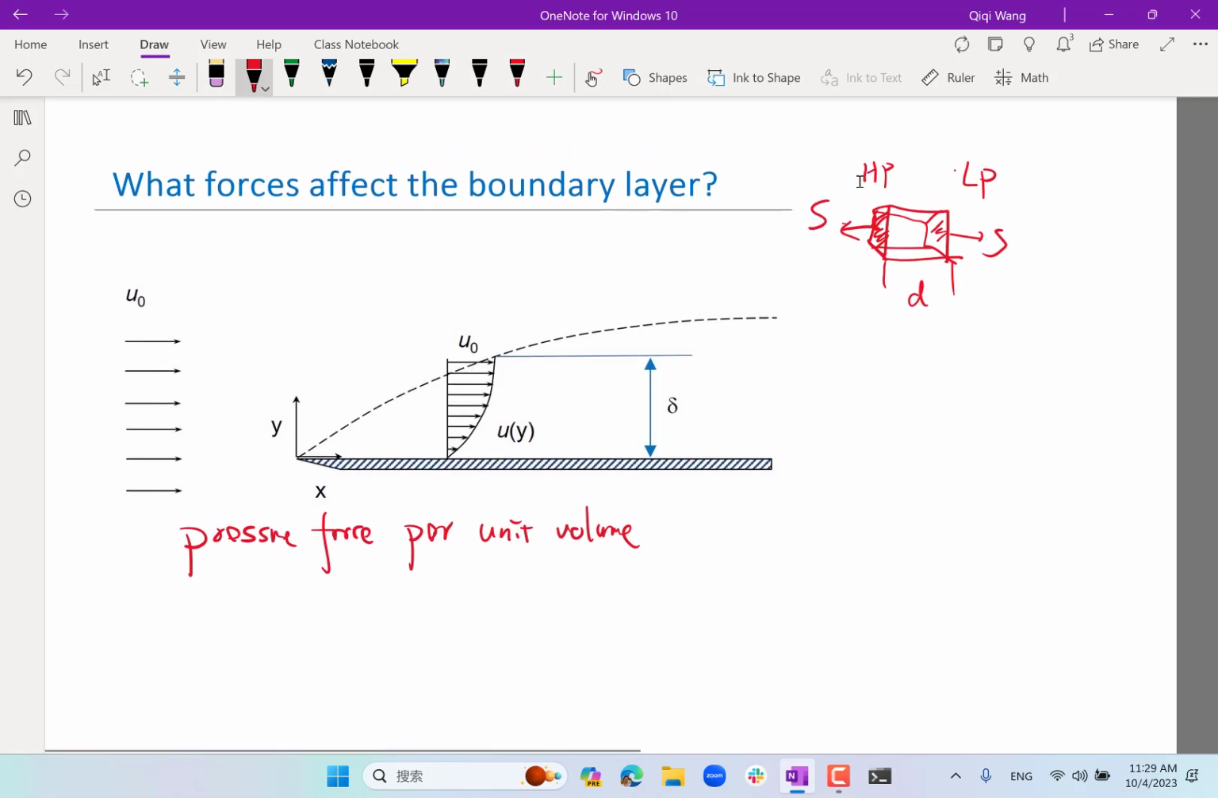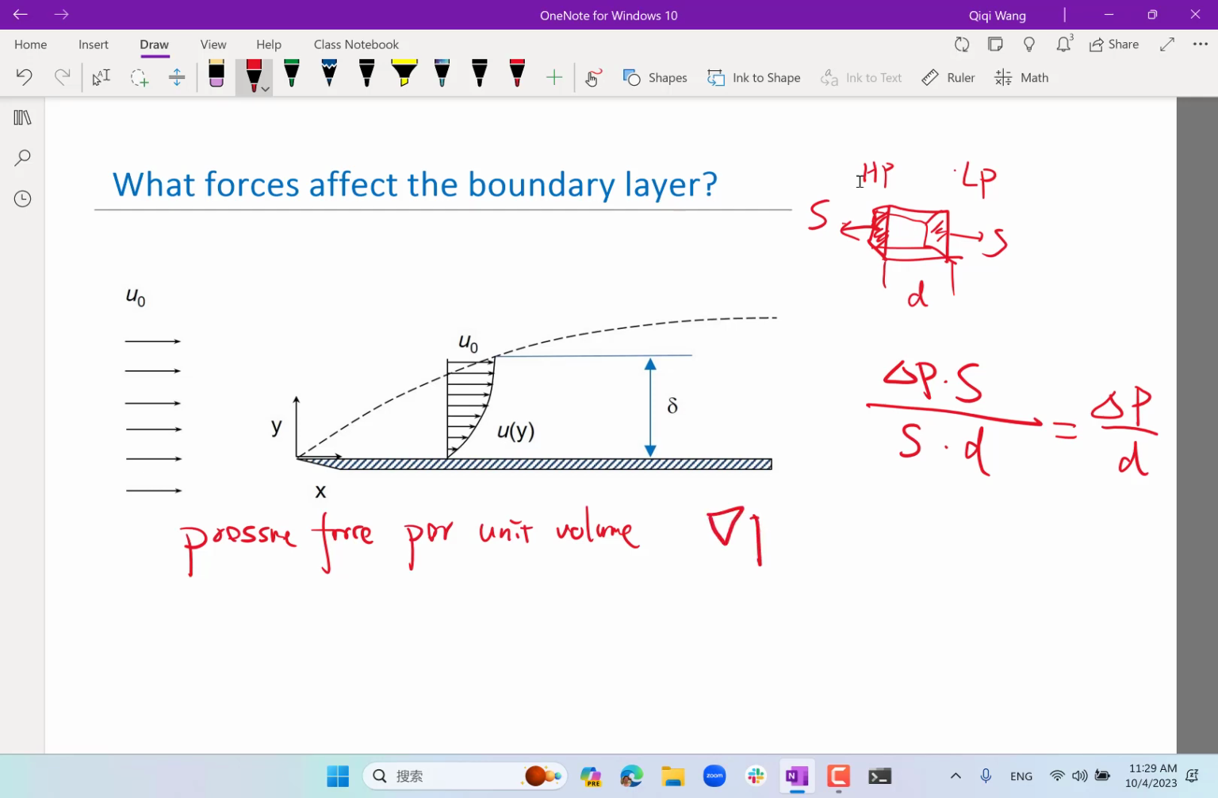The total amount of pressure force is the pressure on the high pressure side times S minus the pressure on the low pressure side times S, right? So that's delta P times S. That's the amount of pressure force. And in order to derive the pressure force per volume, I need to divide it by the volume, which is S times D. That gives me delta P over D, right? And in a small volume, that's actually the gradient of pressure. And the force is negative. It points towards the direction of lower pressure.